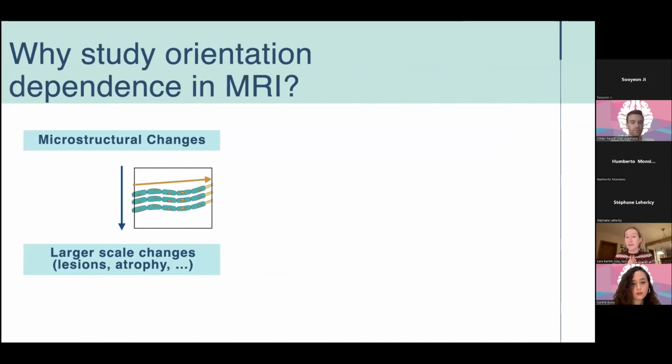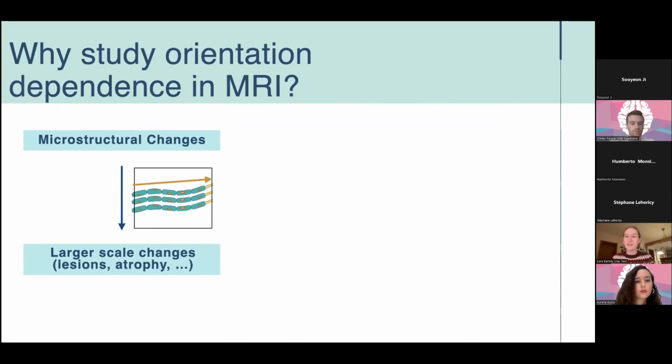Another reason is that I think orientation dependence of MRI is interesting in and of itself because most of the mechanisms that have been proposed for orientation dependence are deeply linked to the microstructure of the tissue. So by studying how orientation dependence changes, we can also learn something about the microstructure, and usually changes in microstructure predate changes on a larger scale, such as lesions or atrophies. So being able to diagnose early and spot those microstructural changes even before lesions and atrophy become visible would be a great thing to do.